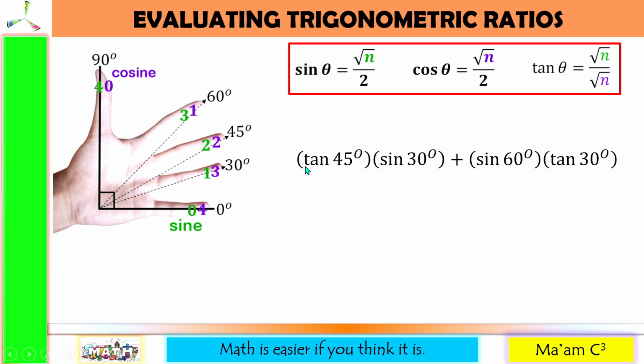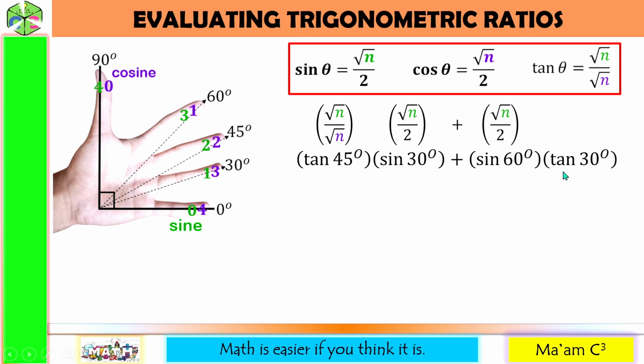Let us start. If it is tangent, that would be the square root of green n divided by the square root of purple n. If it is sine, that is a square root of green n over 2. Copy plus. Again, sine is a square root of green n over 2. And tangent is a square root of green n divided by the square root of purple n. Tangent 45 degrees. Here is 45 degrees. So this will be the square root of green 2 divided by the square root of purple 2. So square root of 2 over square root of 2.